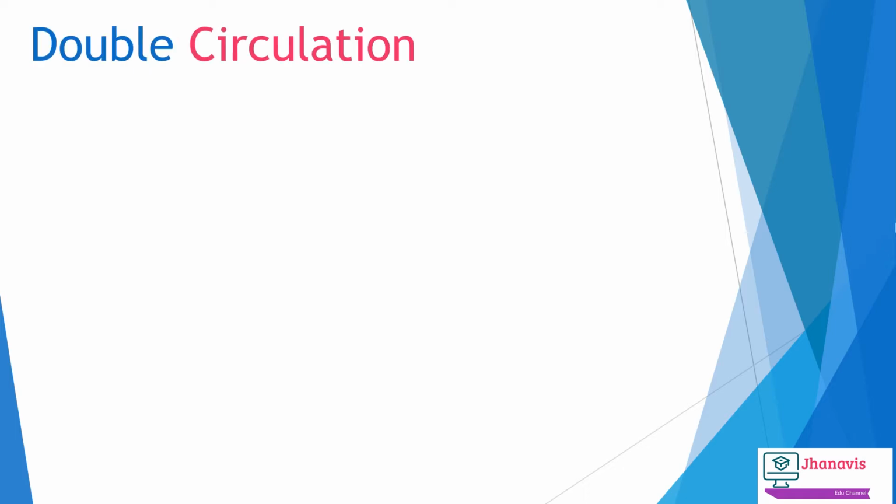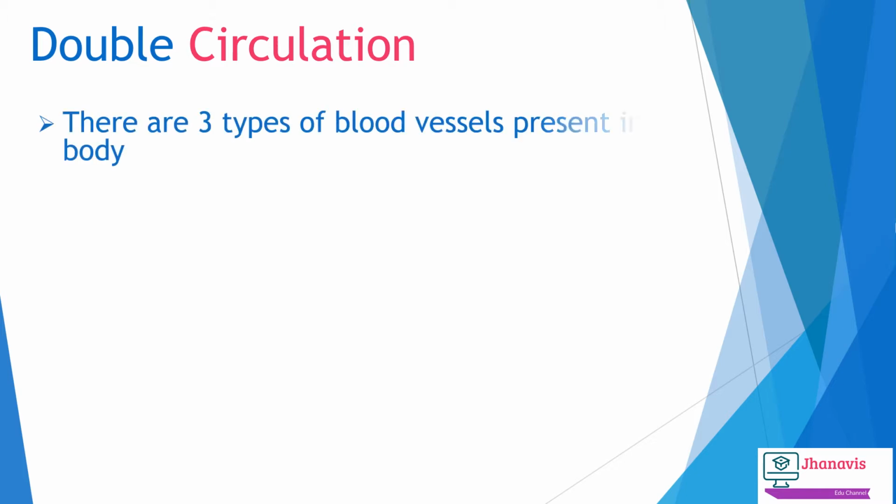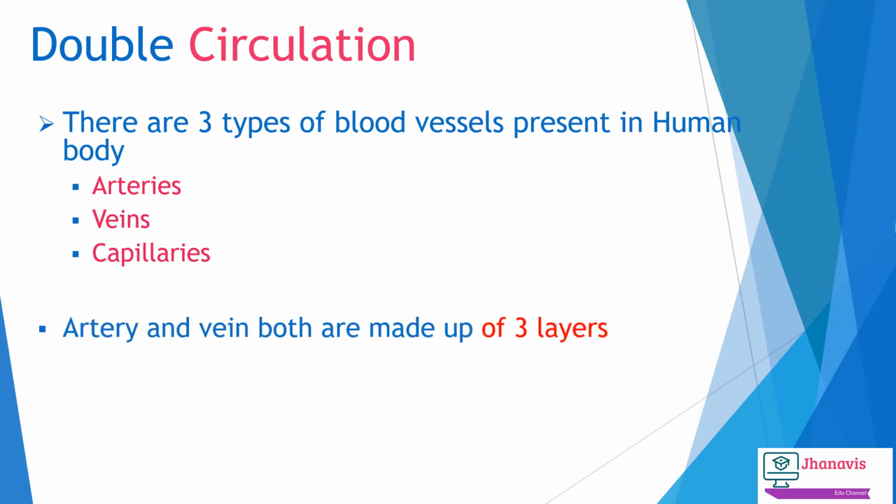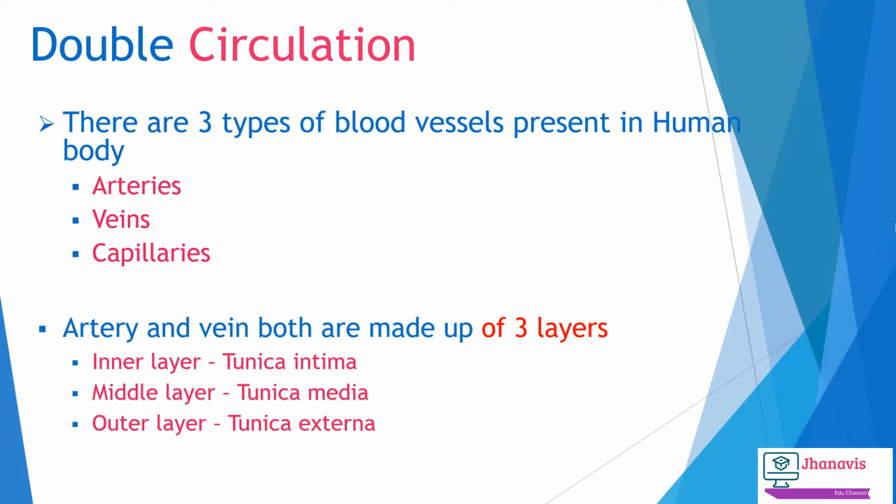When we talk about the double circulation, remember in human beings there are three types of blood vessels which are present. That is arteries, veins and capillaries. These arteries and veins are made up of three layers: inner layer, middle layer and outer layer. Inner layer is called tunica intima, middle layer is called tunica media, outer layer is called tunica externa. These are the three different layers which are present in arteries and veins.